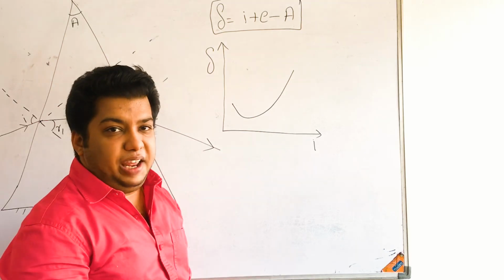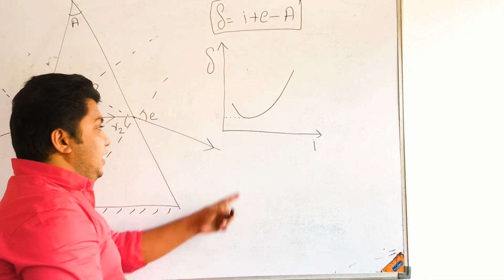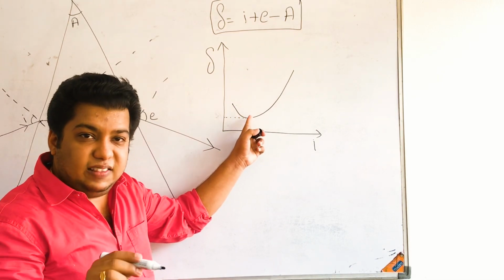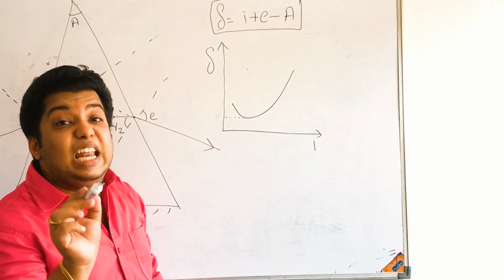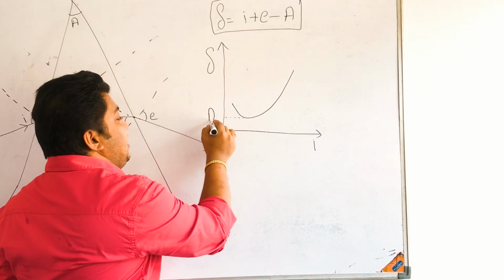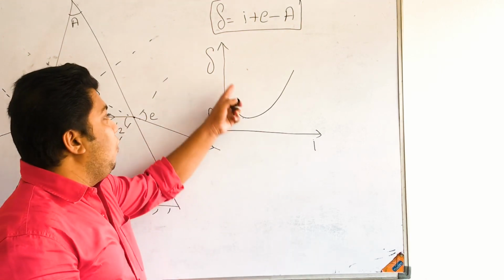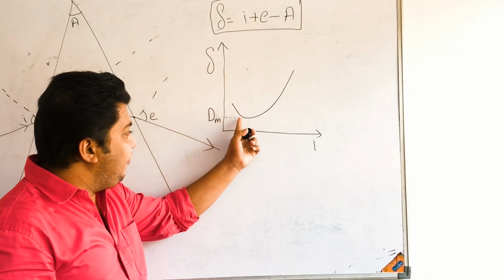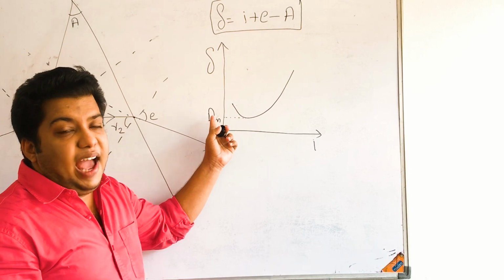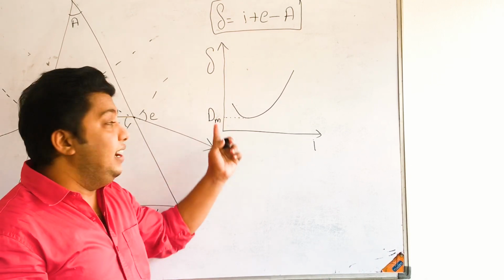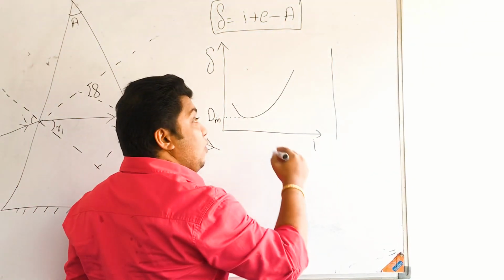From this graph, we have to choose the minimum value of delta. This is the minimum value of delta. This minimum value is technically called the angle of minimum deviation. It is represented by D subscript M. So, the minimum value of delta is called the angle of minimum deviation, and it is represented by the letter D subscript M.